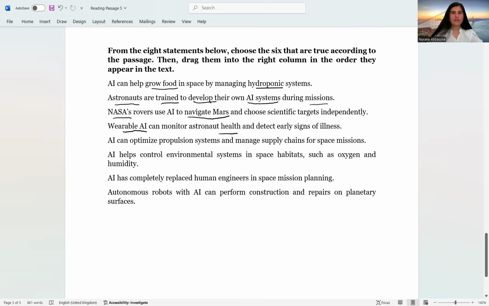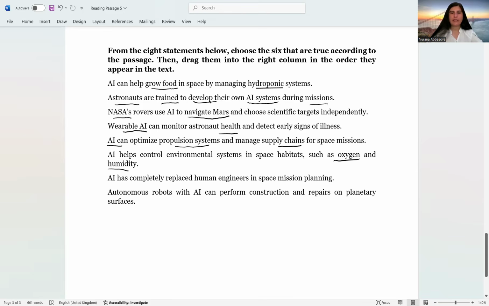AI can optimize propulsion systems and manage supply chains for space missions. AI, propulsion systems, supply chain. Supply chain also is like technology. AI helps control environmental systems in space habitats such as oxygen and humidity. I will directly go for this too.